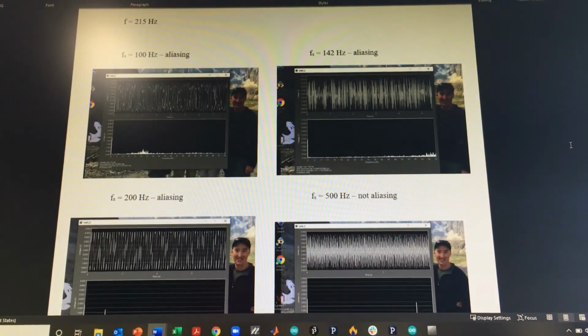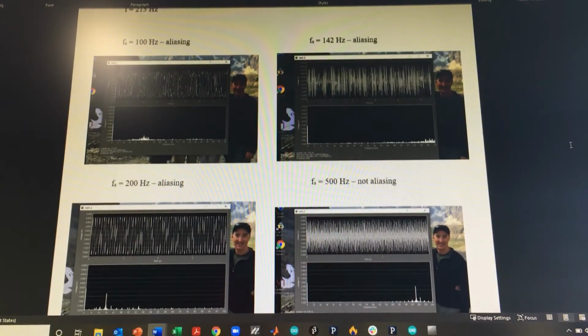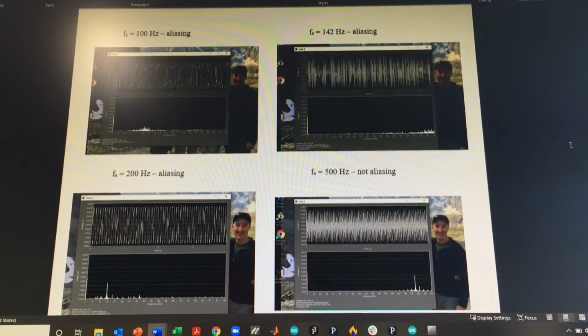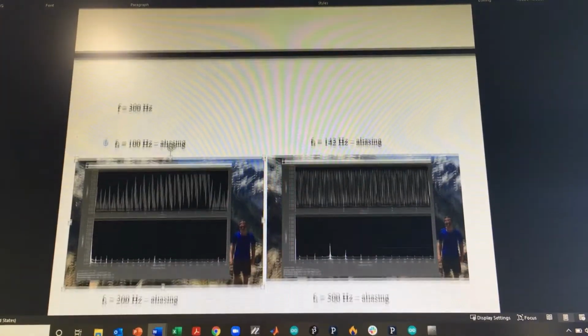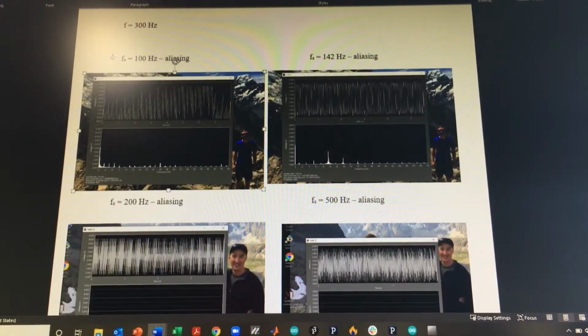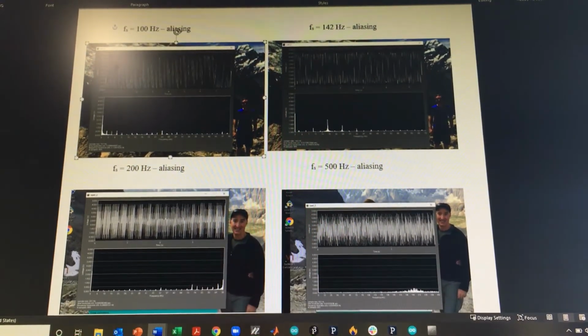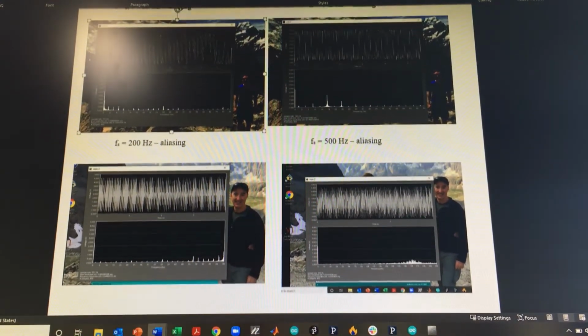At a signal frequency of 215 Hz, now the first three sampling frequencies are aliasing, and still 500 Hz is not. And finally, for a signal frequency of 300 Hz, all four different sampling frequencies are aliasing.